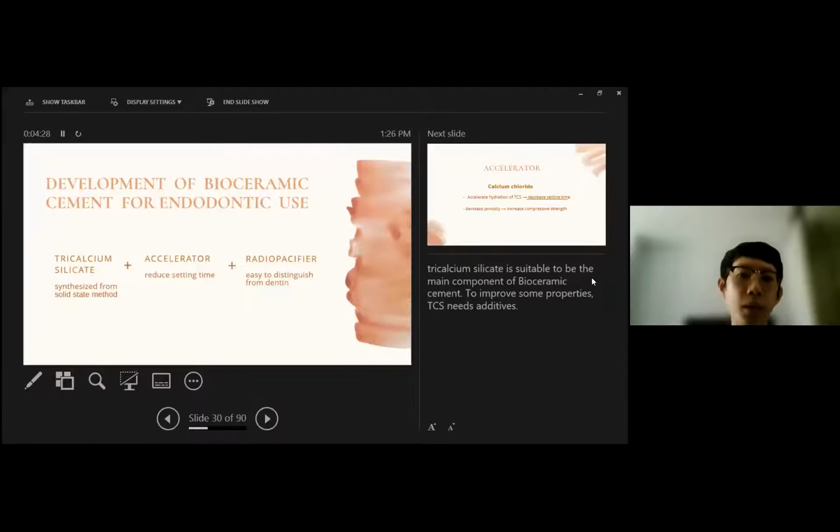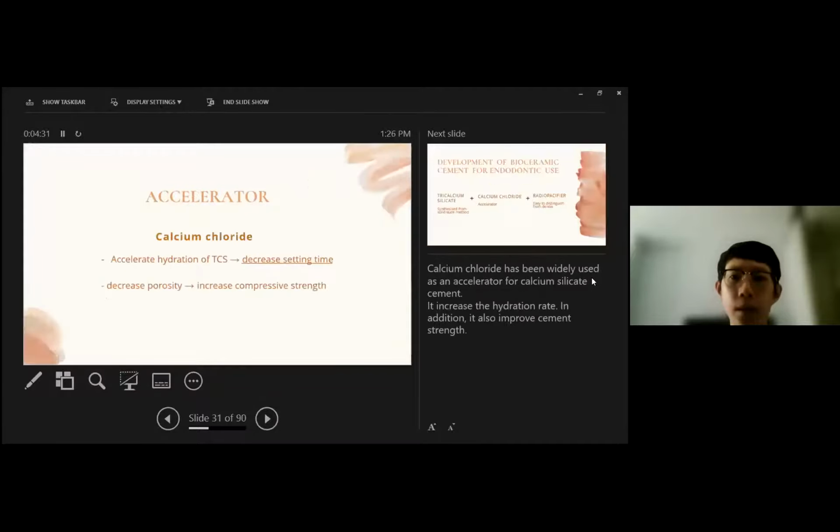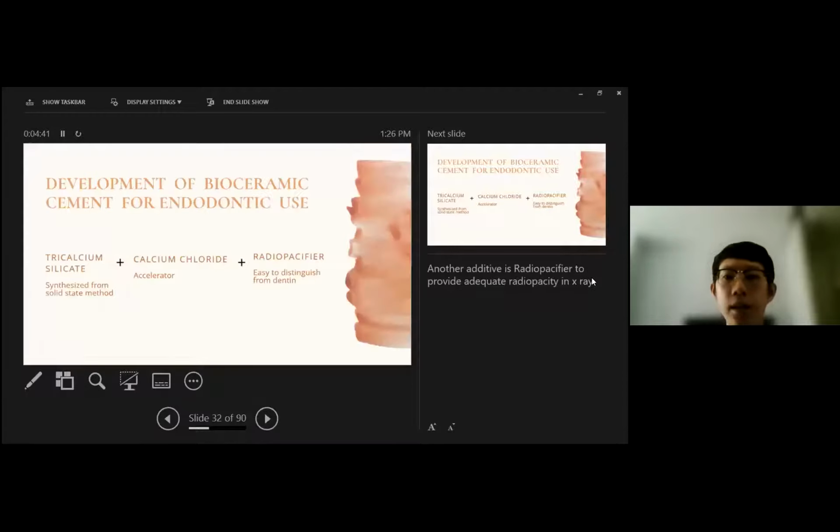To improve some properties, tricalcium silicate needs additives. Calcium chloride has been widely used as an accelerator. In addition, it also improves cement strength. Another additive is radiopacifier to provide adequate radiopacity in X-ray.